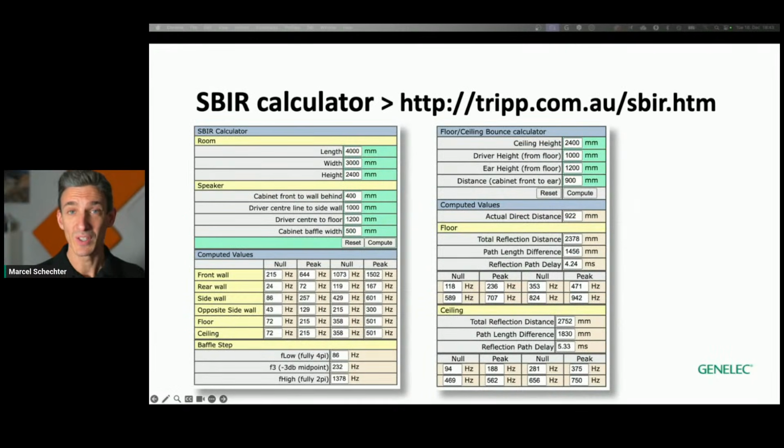In general, if you want to calculate these SBIRs, there's a wonderful tool. It looks a little messy, I have to say, but it's wonderful. It's precise, and it can help you a lot, because you can also enter, for example, the height of your speakers and all of the parameters that are needed. And this is by Mr. Tripp from Australia. And the link will also be shared. You can also just enter SBIR calculator and you'll find it.